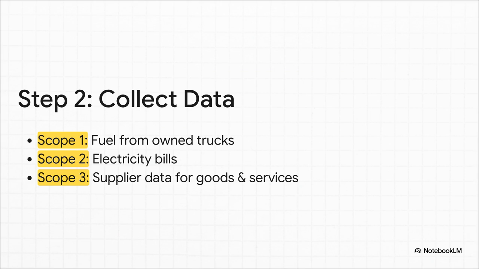Next up is data collection. And let's be real, this is usually the most intensive part of the process. You're gathering what's called activity data. That means things like tracking the fuel used in your company cars, digging up the electricity bills for your offices, and, this is the big one, getting data from your suppliers for all the goods and services you buy.